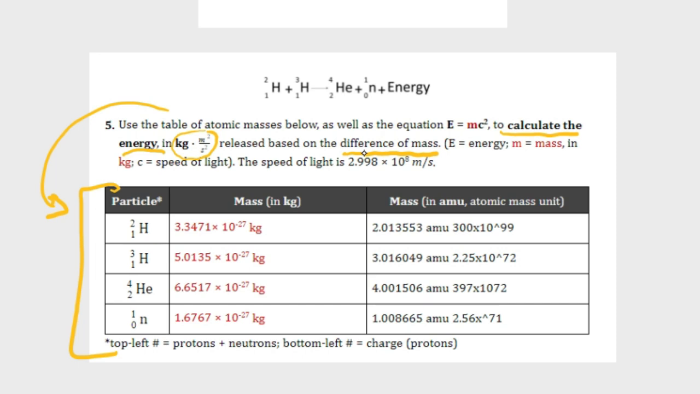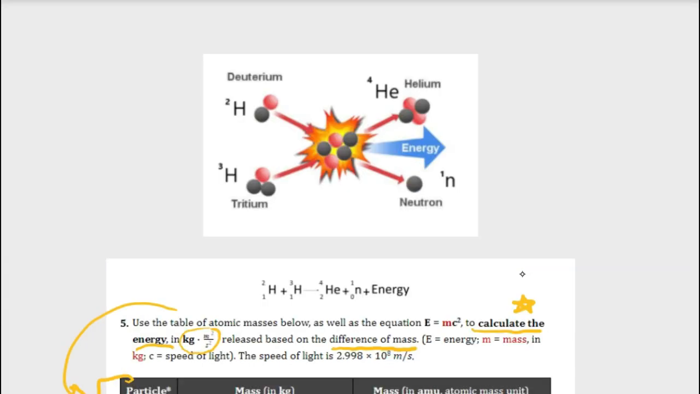Ultimately, and I put it in bold for a reason, we're looking to calculate the energy, right? We're given our units. We can worry about that when we get there. We have to just calculate the energy. And it tells us that it's released based on the difference of mass. This is where our conceptual understanding of fusion comes into play, right? We know that in fusion, there's a ton of energy created, and this comes as a result of a loss of mass, right?